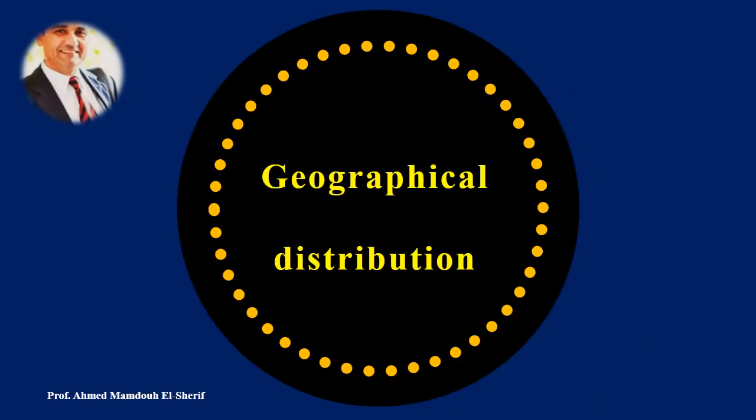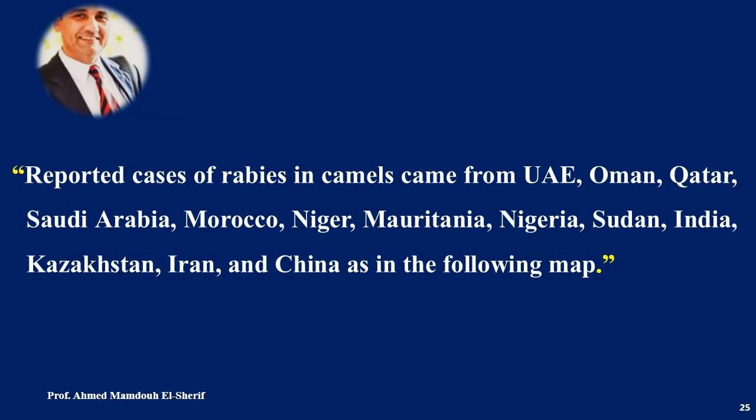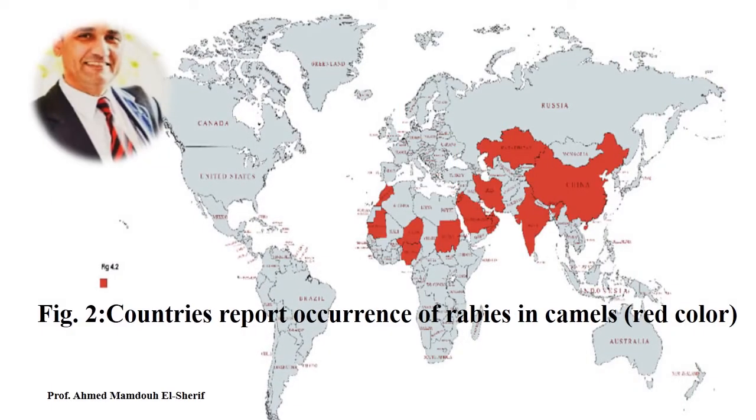Geographical distribution. Reported cases of rabies in camels came from United Arab Emirates, Oman, Qatar, Saudi Arabia, Morocco, Niger, Mauritania, Nigeria, Sudan, India, Kazakhstan, Iran, and China, as in the following map. This figure shows countries reporting occurrence of rabies in camels, taking red color as we said before.